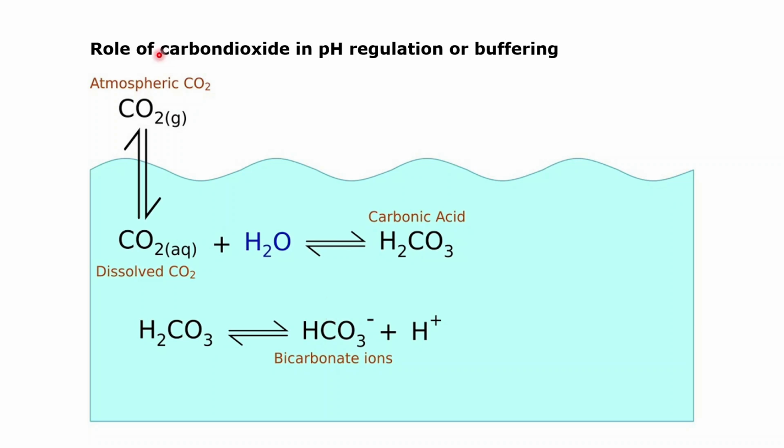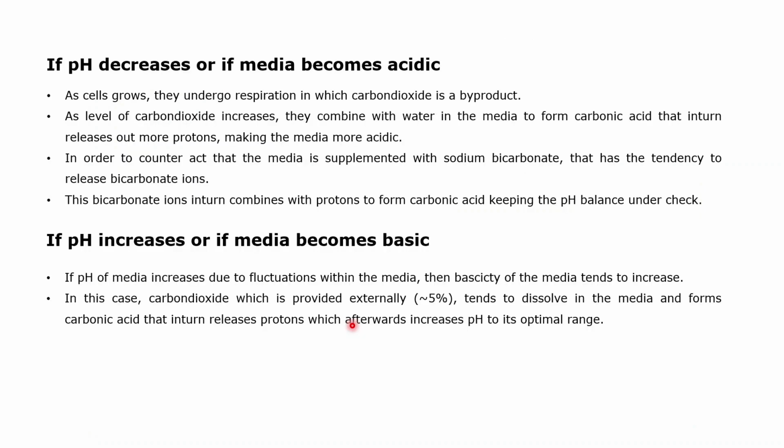Sometimes the atmospheric carbon dioxide that is present outside the media can dissolve within the media, and it can then form carbonic acid in the presence of water that is present in the media itself. So you can see that it can release protons as well as bicarbonate ions, and on this basis the system is used as a buffering system. Suppose that the pH of the media decreases under certain circumstances, that is, it becomes acidic. If the pH decreases, then the media is becoming more acidic, right?